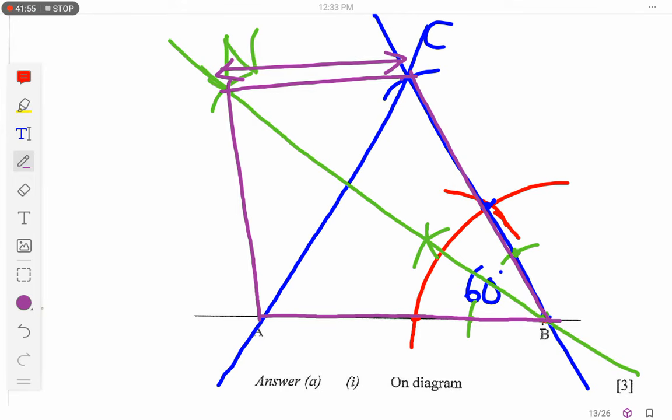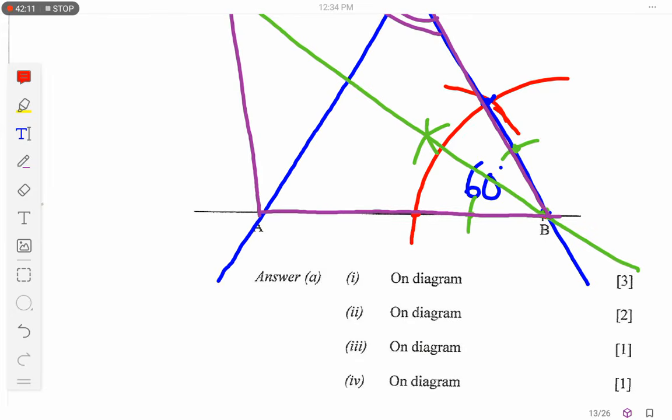Then the other one is the angle BCN. So we want also this angle. You can measure this angle there. But it's going to be greater than 60. 120, 130, somewhere there. That's the hint that I can give you.